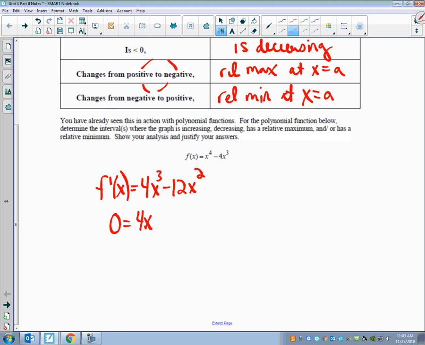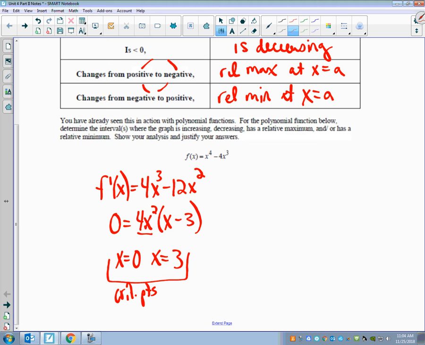And right away I can see that I can factor out a 4x squared. So that would leave me left with what? X minus 3. And then I just set each part equal to 0. So if I set that equal to 0, I just get x equals 0. And if I set this side equal to 0, I get x equals 3. Now remember that those are my critical points, right? Critical points, which means possible max and mins. But I have to check to see what's happening.